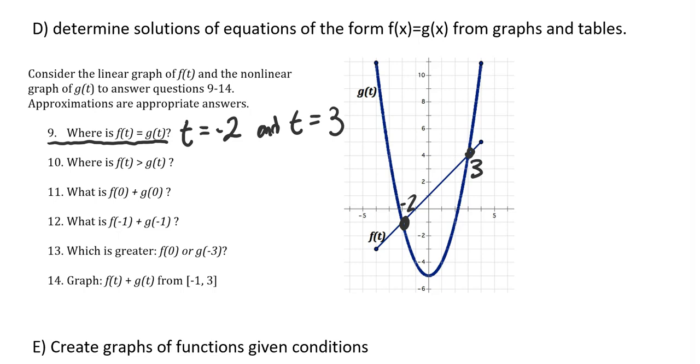That allows us to answer question 10. Where is f of t greater than g of t? In other words, where is the straight line f of t above the curve g of t? And so that's right in this zone in between. Those are the places where f of t is bigger than g of t, so in between -2 and 3. The way I would write that is -2 is less than t, which is less than 3. And those are the 2 questions that help me fulfill this purpose for part D.